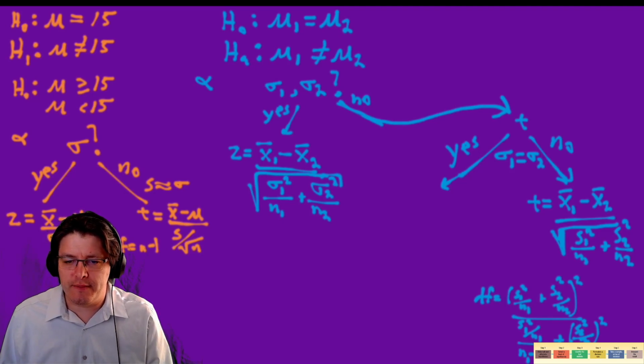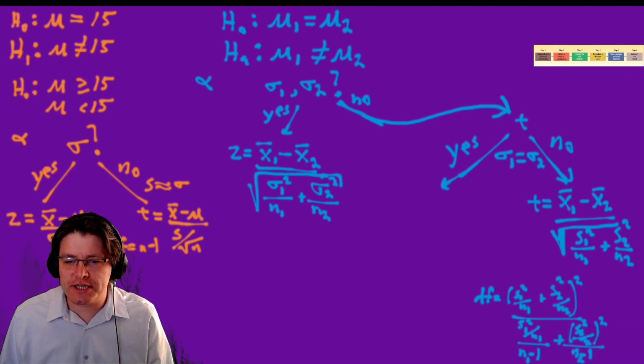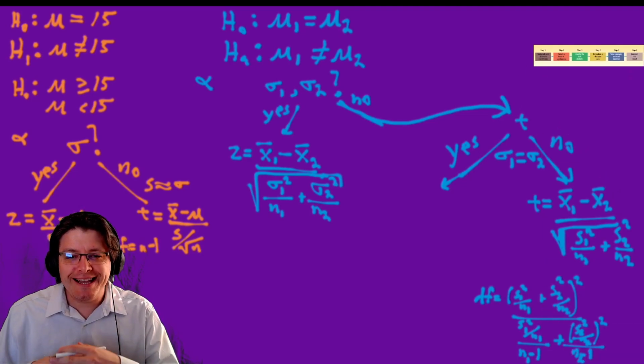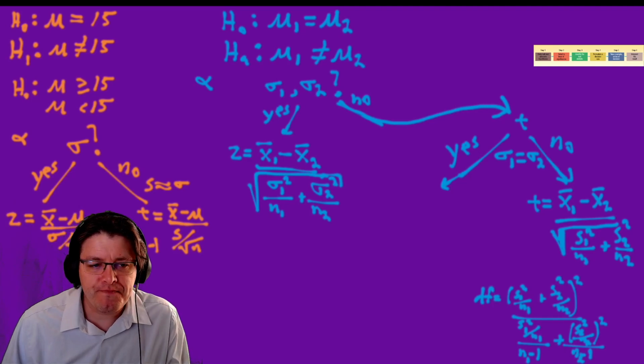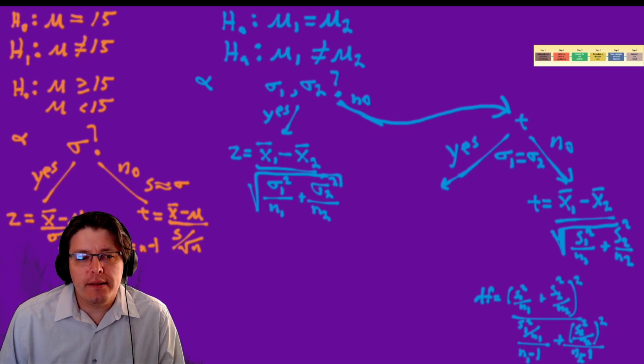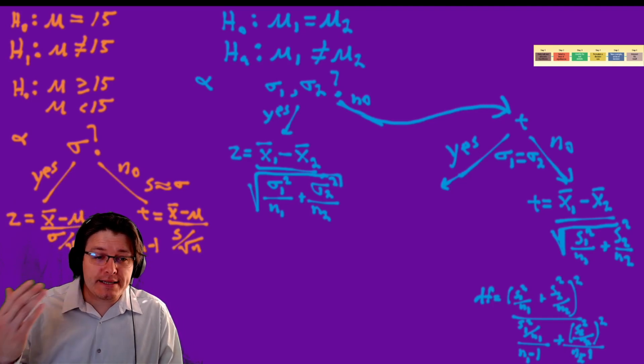But it's behind a screen, so it looks something like this. Okay, so it's very gross. It's the gross degrees of freedom calculation. So that's kind of the downside.